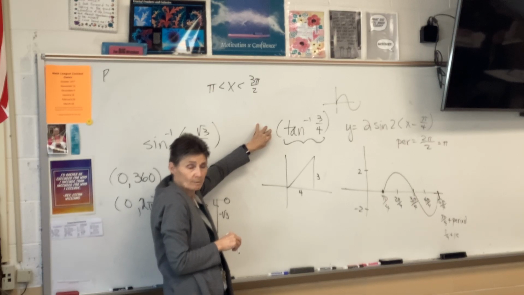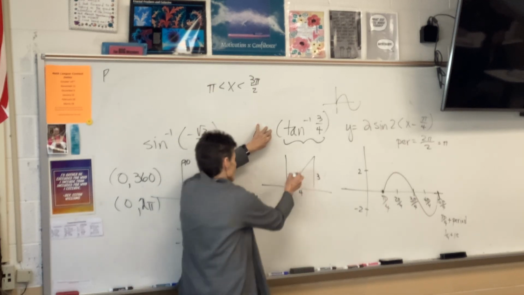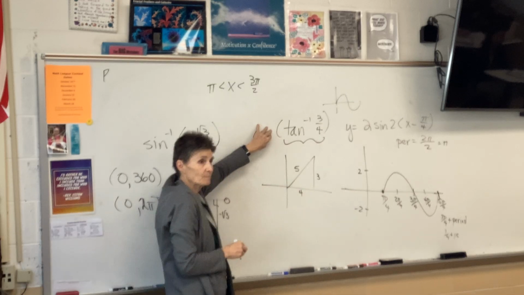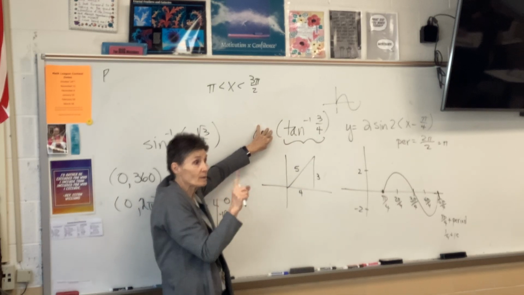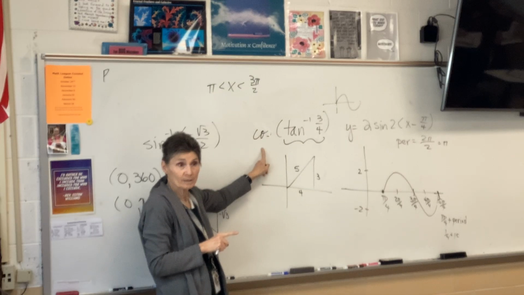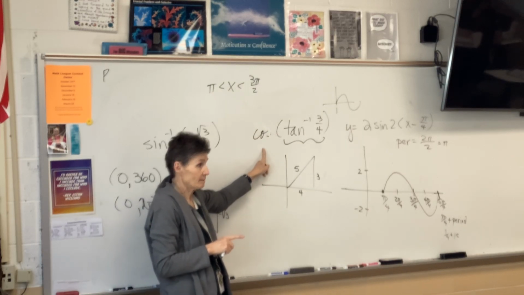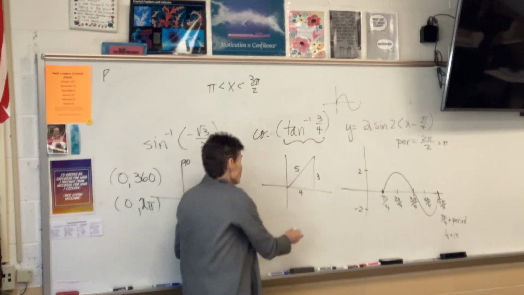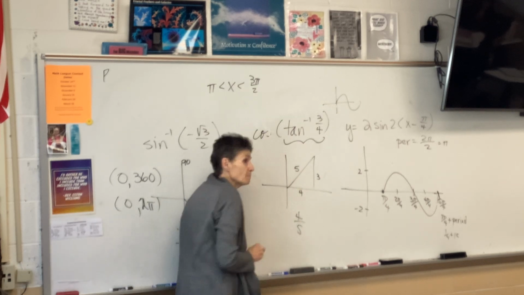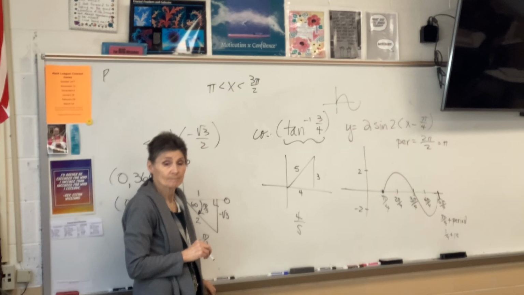So 4 squared plus 3 squared, that's going to be 5. I still don't know how big that angle is, and I don't care, because I want to know the cosine. Cosine of that angle. So the answer to the problem is simply 4/5.